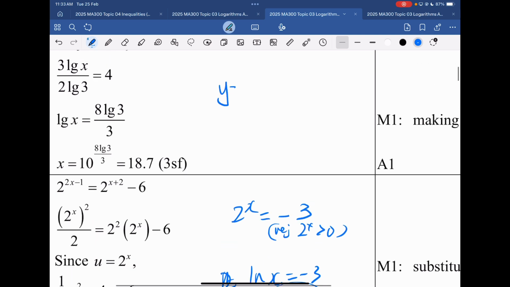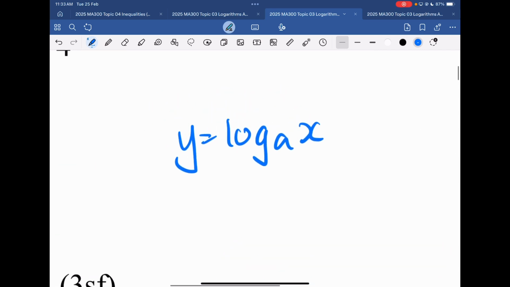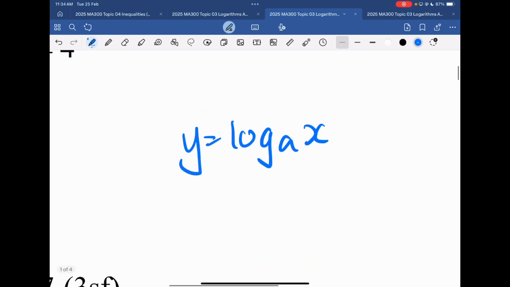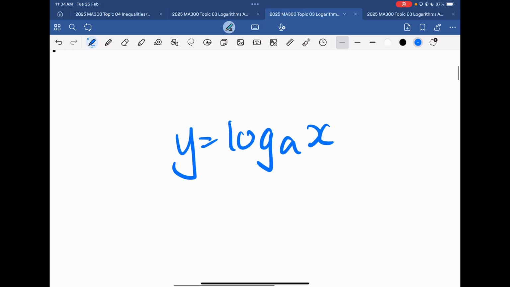Okay, y equals log a x. I ask again. That's why I say a lot of times, if you cannot answer me, I will remind you. Let me ask you, what's the condition on a? What's the condition on a? A must be what? A cannot be 1. Very good.